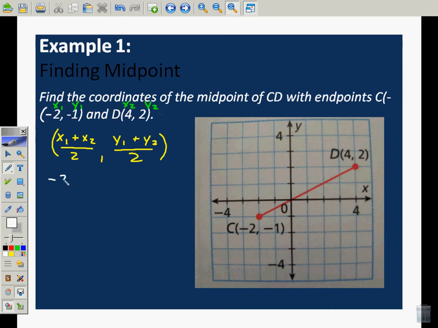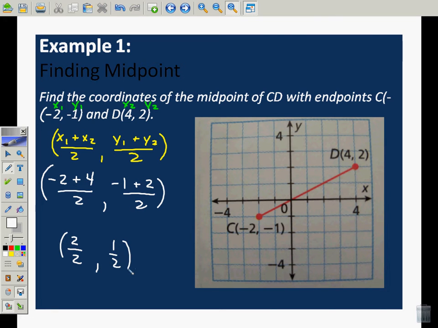Here we go. -2 plus 4 over 2, comma, the average of my y coordinates would be -1 plus 2 over 2. Let's see what we end up with. -2 plus 4 would be 2 over 2, comma, and this is going to be 1 over 2. Now, notice what happened there. I have 1 and 1/2. This is okay. This is equal to the midpoint. All I did was find the average, because really this is just the average of the 2 points. So that was example 1.